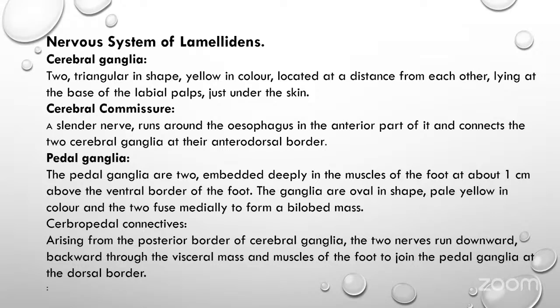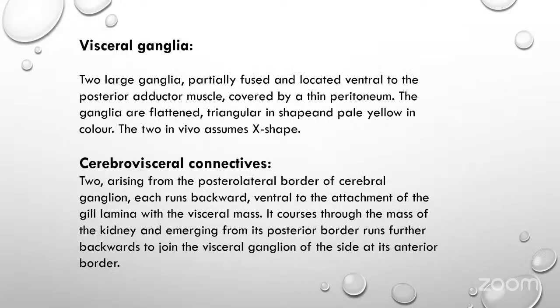Cerebropedal connectives: arising from the posterior border of cerebral ganglia, the two nerves run downward, backward through the visceral mass and muscles of the foot to join the pedal ganglia at the dorsal border. Coming to visceral ganglia: two large ganglia, partially fused and located ventral to the posterior adductor muscle, covered by a thin peritoneum. The ganglia are flattened, triangular in shape, and pale yellow in color. The two in vivo assume an X-shape.